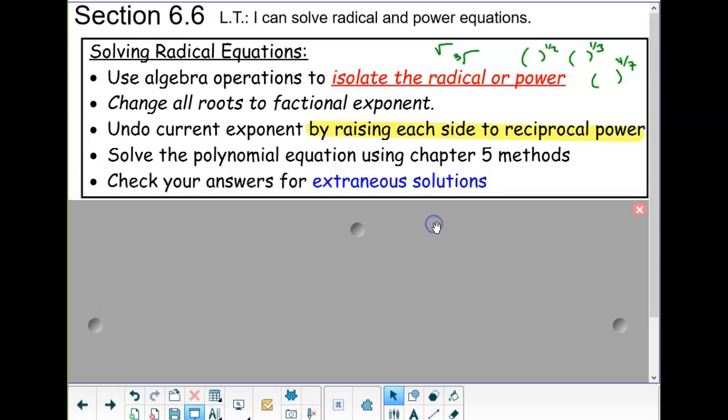And then one of the most important things that often gets overlooked is checking your answers. We have something called extraneous solutions that really have not come up yet this year. When we see one appear, we're going to define it as an extraneous solution, but I'm going to let that happen organically.